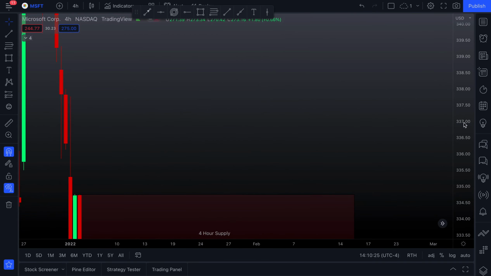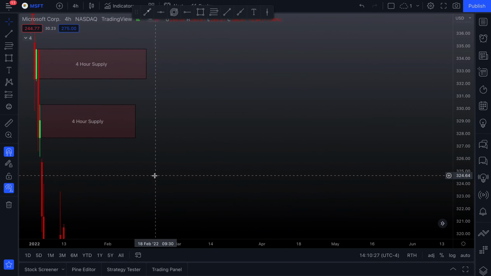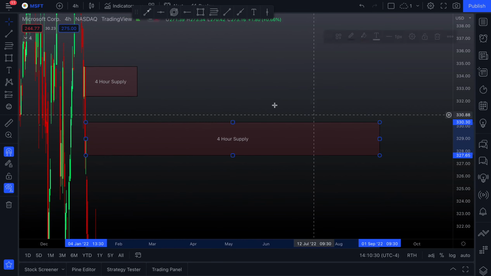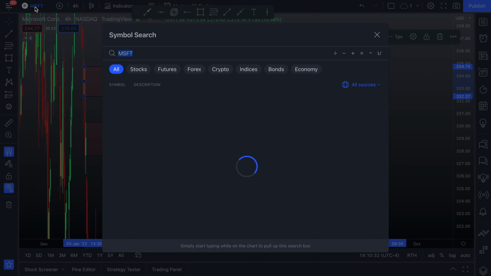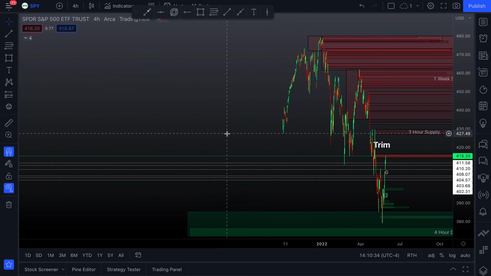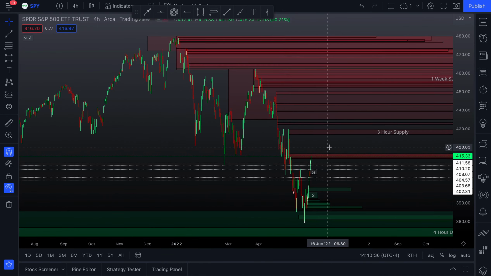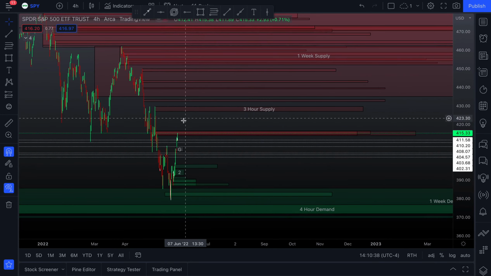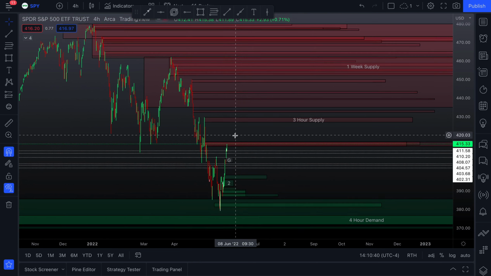So now you continue to draw these out for every time frame going down to the 30. And once you have it fully drawn out, you'll have a bunch of zones like this, like my SPY chart. You're just going to have a bunch of zones stacked up on each other. And then once we get all this drawn out, we can begin to learn how to play them, which I will explain in the next video.